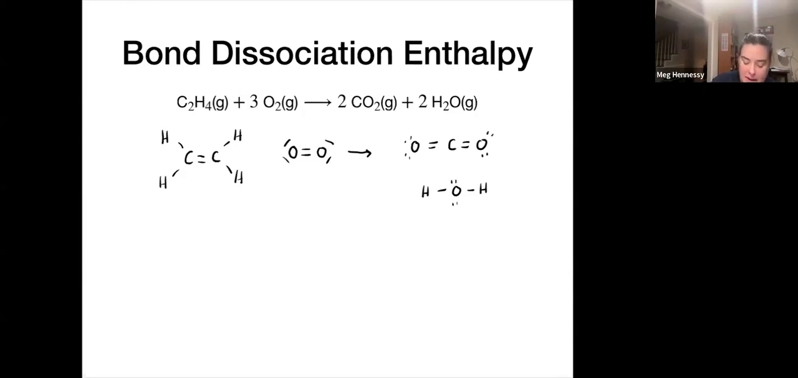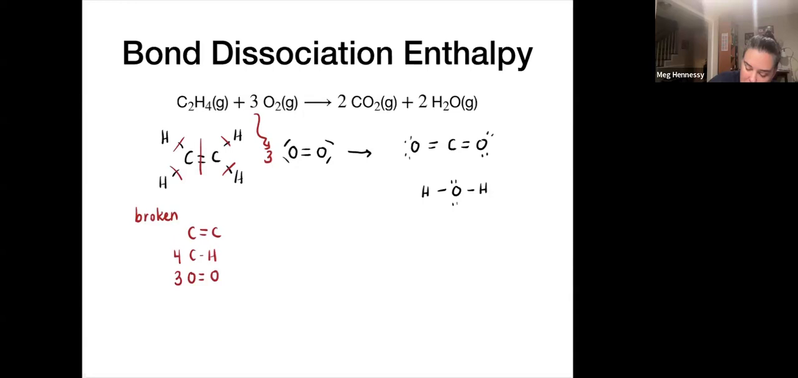And so I can go ahead and make a table and say what I've got to break is a carbon-carbon double bond, 4 carbon-hydrogen single bonds. And get this, there's a coefficient here, so I can't forget that. 3 oxygen-oxygen double bonds.